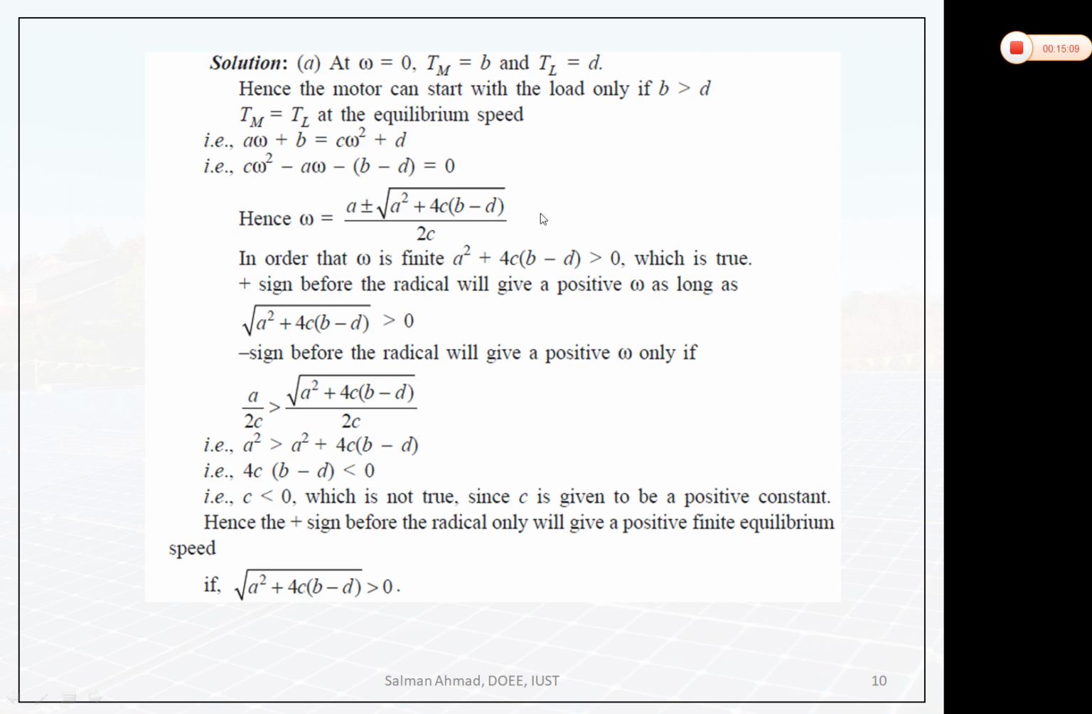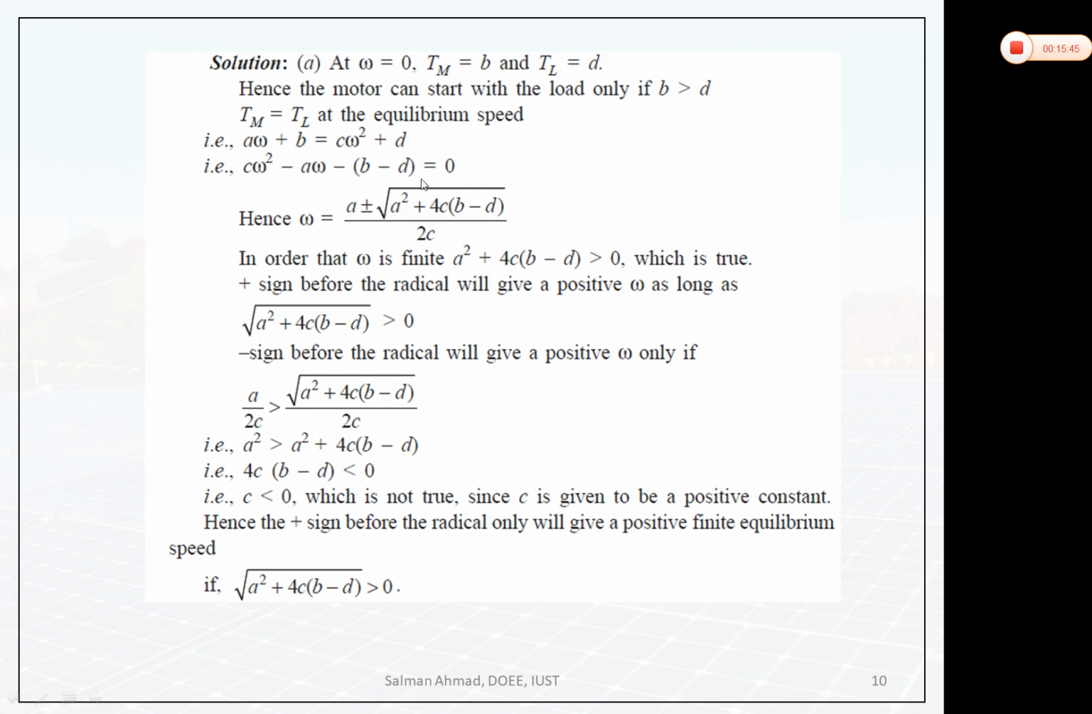For real solutions, this quantity, A square plus 4C times B minus D, must be greater than 0. Now there will be two solutions, and we have to check them one by one. B is greater than D, already we proved here, so this is a positive number, and A square is a positive number, so this term is positive actually. So we have two finite speeds.